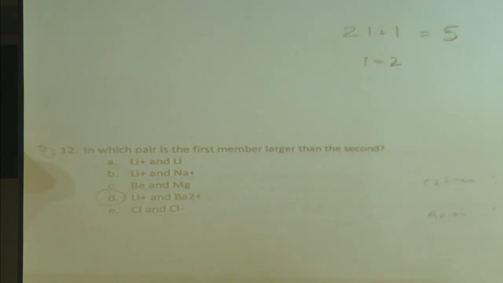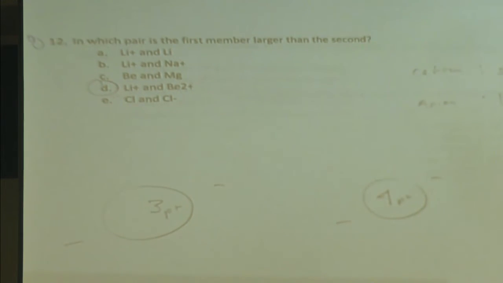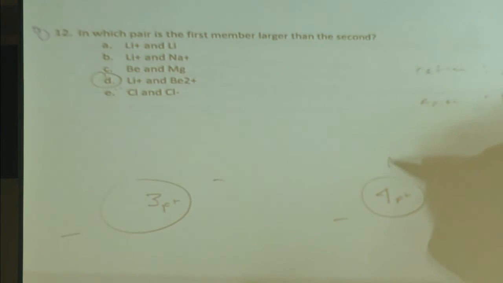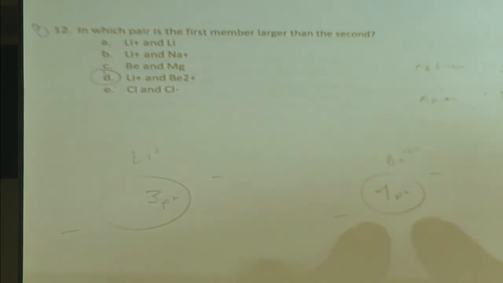Lithium would have 3 protons dealing with 2 electrons, and beryllium would have 4 protons dealing with 2 electrons. So this is Be2 plus, Li plus. This is why this is smaller. There's more strength pulling it in.